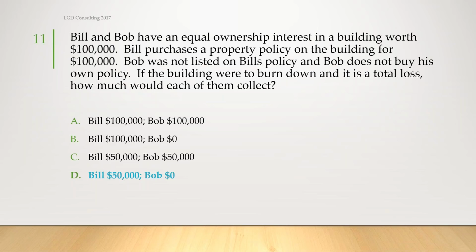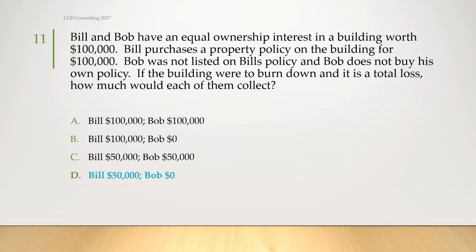So even though Bill purchased $100,000 on the building, he only owns half. So he can only collect his half, which is $50,000. Bob gets nothing because he wasn't named on the policy. He did not buy his own coverage. Okay? So in this situation, they may change it on the test so that there could be a partial loss.